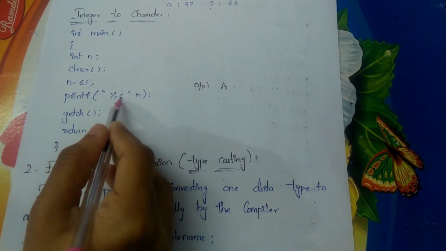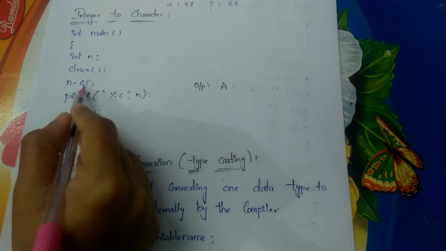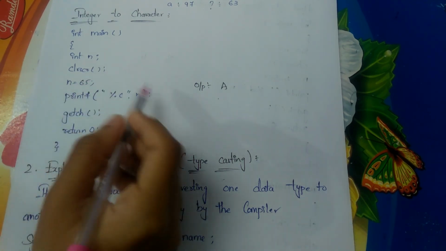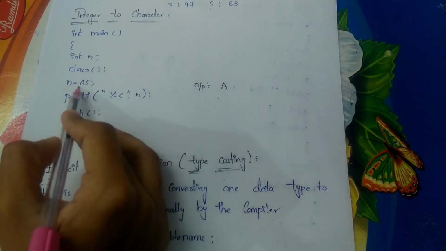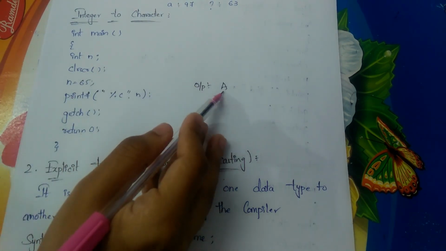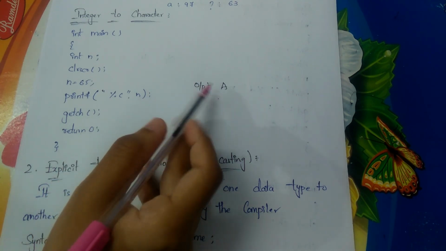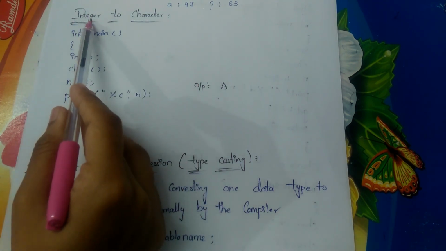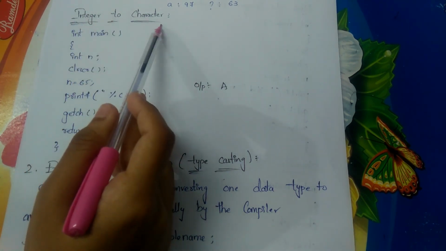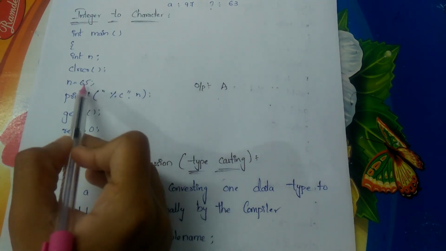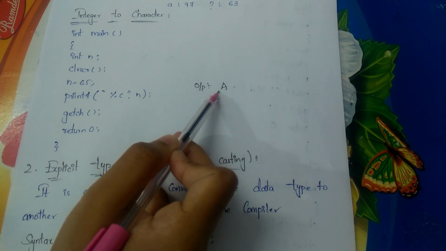So when I am printing this %c, that value will be taken. So for the 65 value, the character is a. So 65 is the ASCII code for the character a. So that's why on the output screen a will be printed. So it is same like the before one, but reverse to this. So this is a process of converting from integer to character data type. So here 65 is converted to a, nothing but integer is converted to the character.